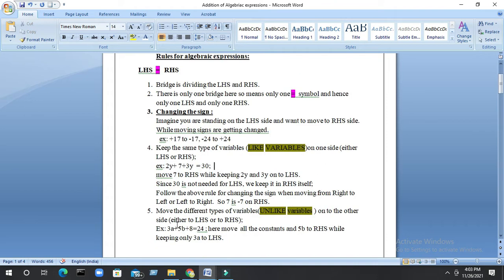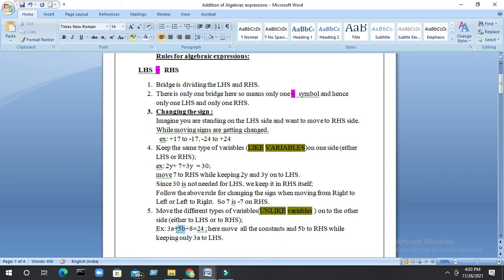Next, the fifth point here tells us to move the different types of variables onto the other side. I mean to say, let me take you through this example itself. We have 3a plus 5b plus 8 is equal to 24. So, let's say I want to find out the value of a. I keep 3a on the left hand side, but 5b and 8, I will move them to the right hand side.